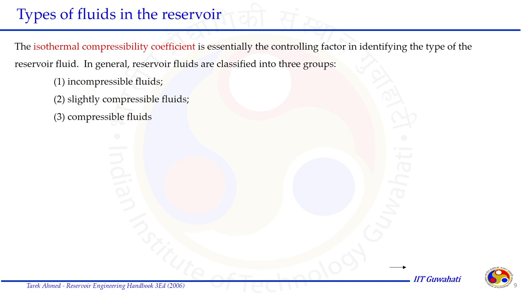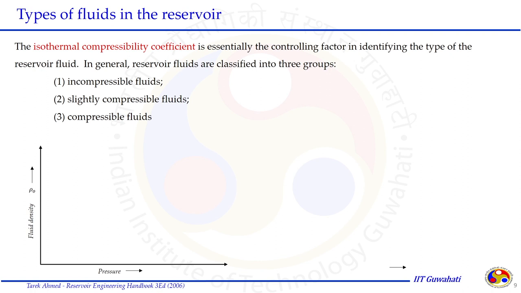Broadly, we can classify the fluid into three categories: incompressible fluid, slightly compressible fluid, or compressible fluid. When we apply pressure in a constant volume system, or in a container, we see the volume of the fluid decreases, correct? Based on how this happens, we can classify the fluid as incompressible, slightly compressible, or compressible. Let's see how the fluid density changes with respect to pressure. If the fluid density does not change when we apply pressure, the fluid is called incompressible. In this case, the density of the fluid is constant.